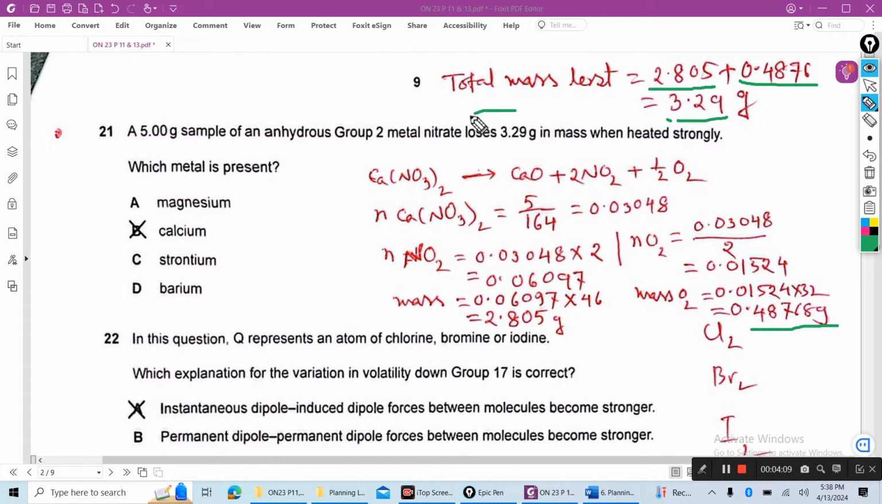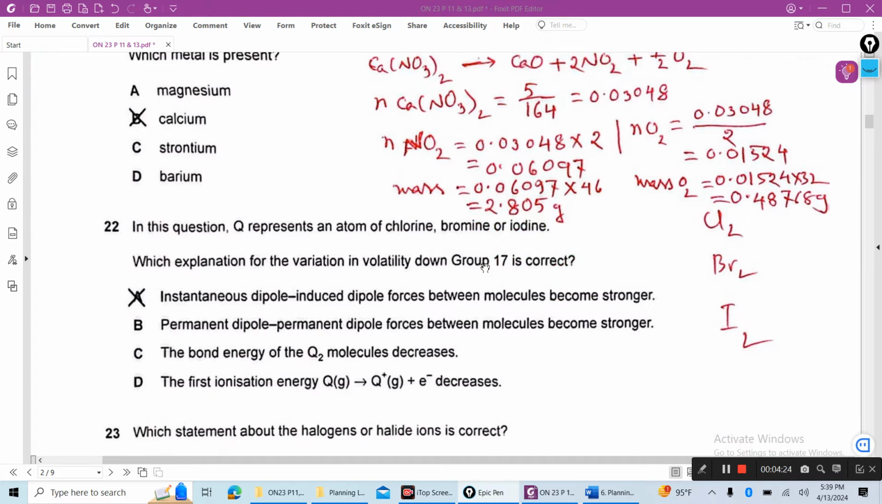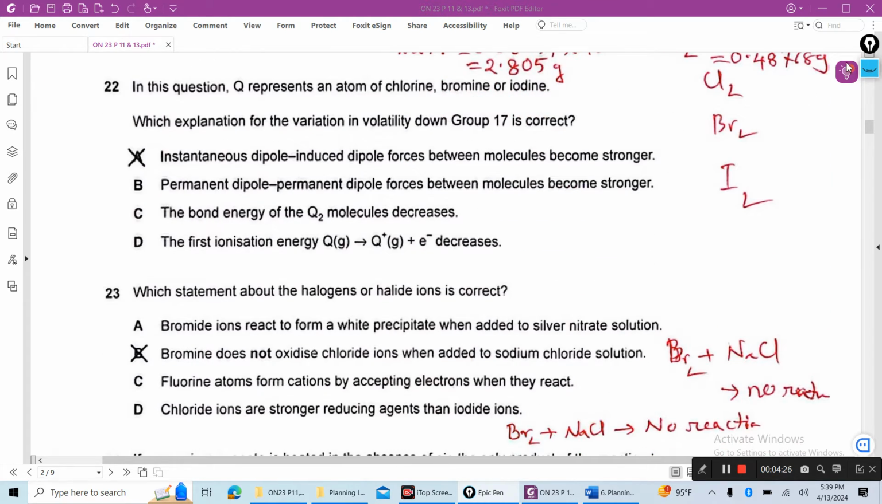So here the metal nitrate loses 3.29 gram, that means this is the calcium nitrate, metal will be calcium, so the answer is B. Next, 22.